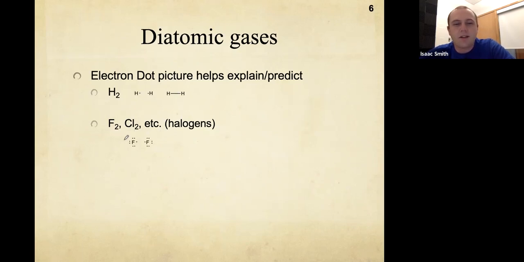Same thing with fluorine, right? On its own, fluorine only has 7 electrons. It wants a full octet, so the answer is just to share with another fluorine close by, and you have fluorine gas. And that's true for all the halogens.